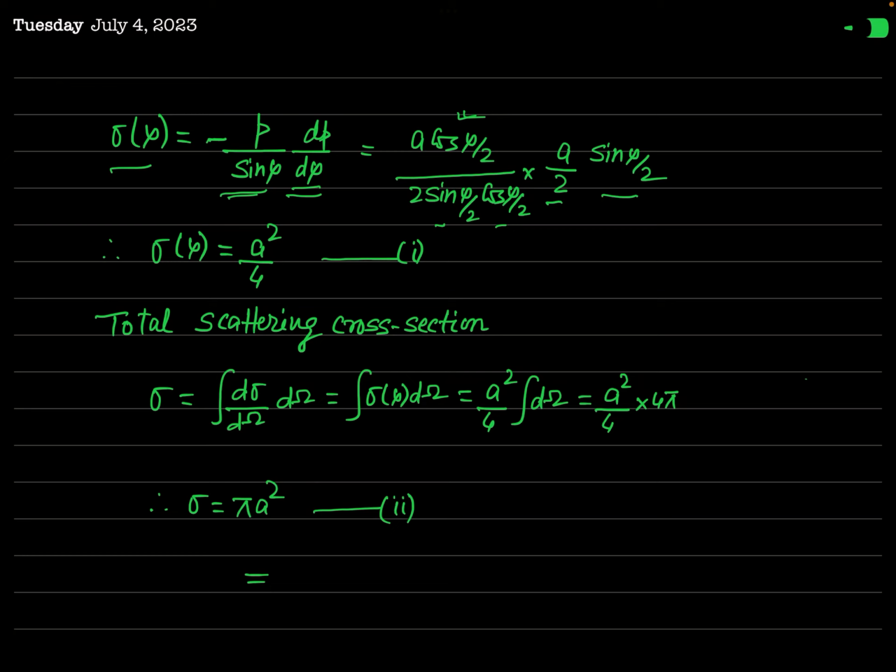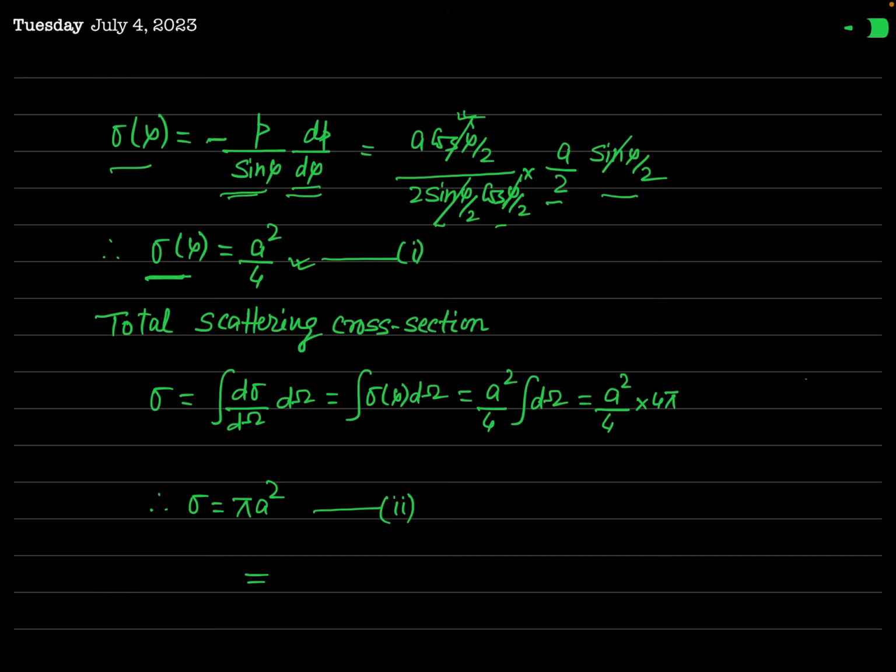Now see, this cos phi by 2 and cos phi by 2 will cancel out, and this sin phi by 2 and this sin phi by 2 will also cancel out, and so our result is sigma phi equal to A square by 4. And this is the expression for the differential scattering cross section of the scattering of this particle from this elastic sphere of radius A. And you can see the dimension of this sigma phi will be the dimension of A square, that is meter square, that is the dimension of area.